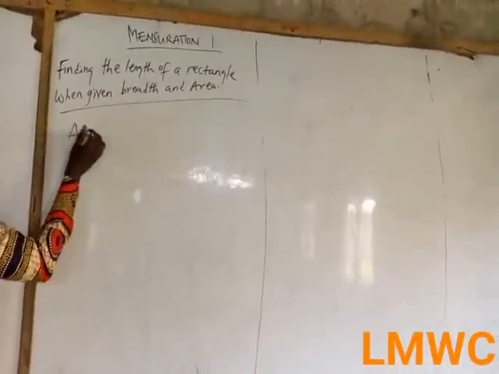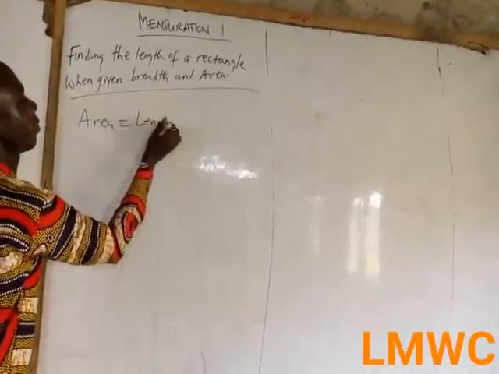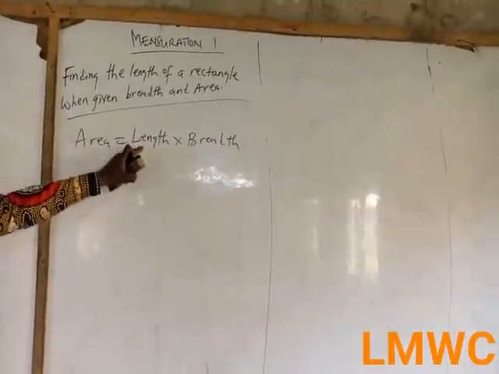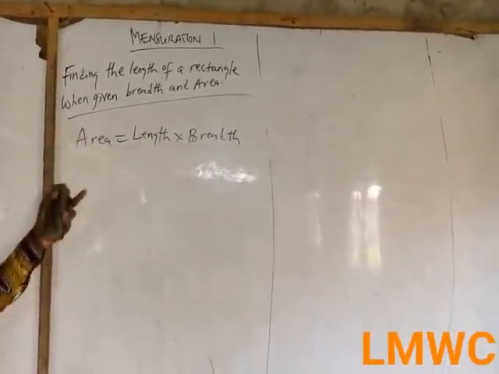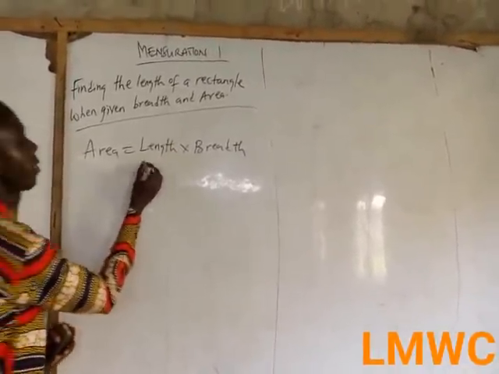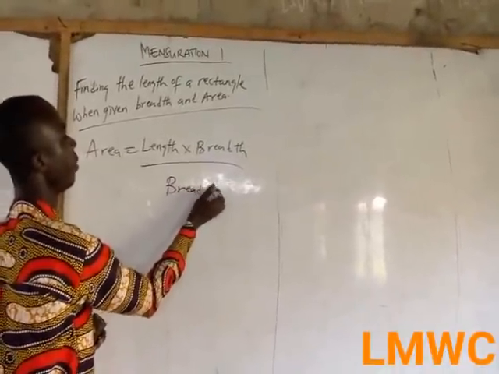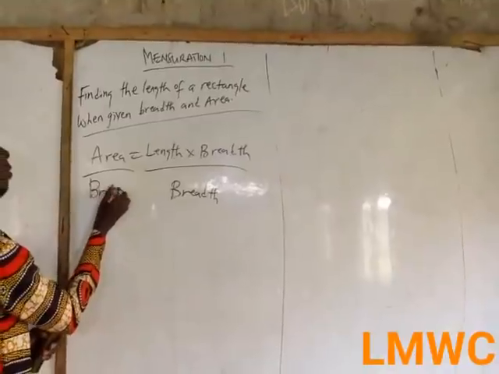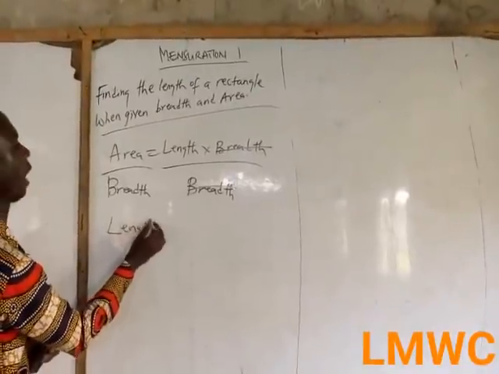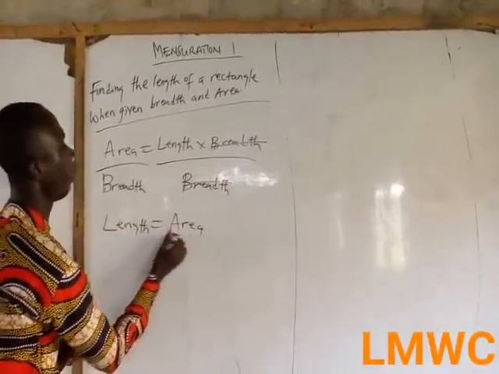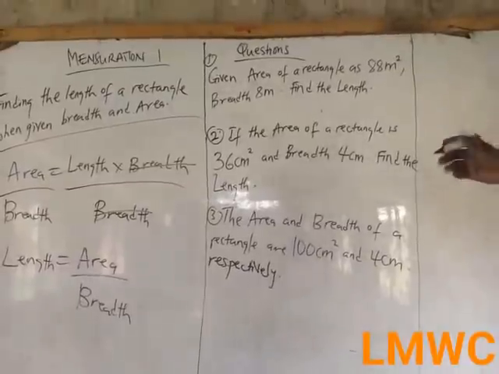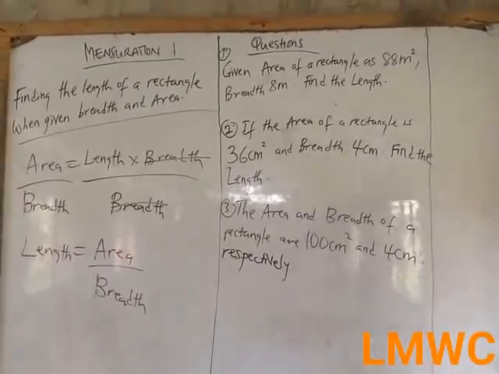Now we know the area of a rectangle as length times breadth. You have been asked to calculate for the length, so you make L the subject here. To make length the subject, you divide through by breadth. So it becomes, you divide here by breadth, this portion too by breadth. So this cancels this. We have length. Our length is equal to area over breadth. Giving you 3 questions and you have been asked to calculate for the length for each question.